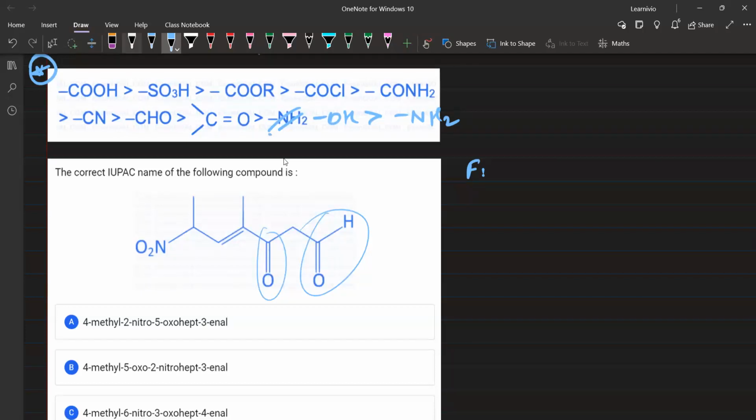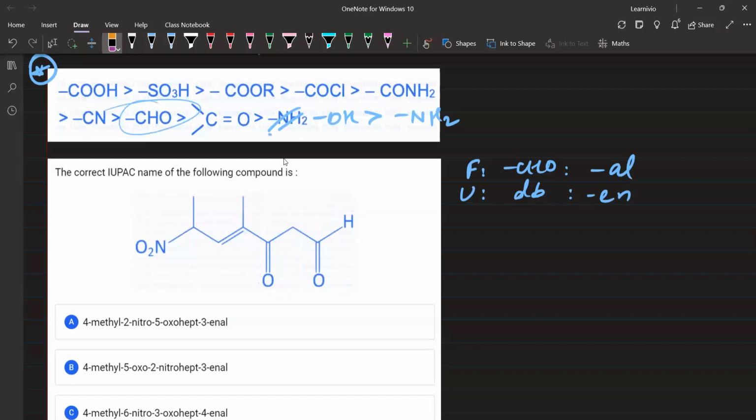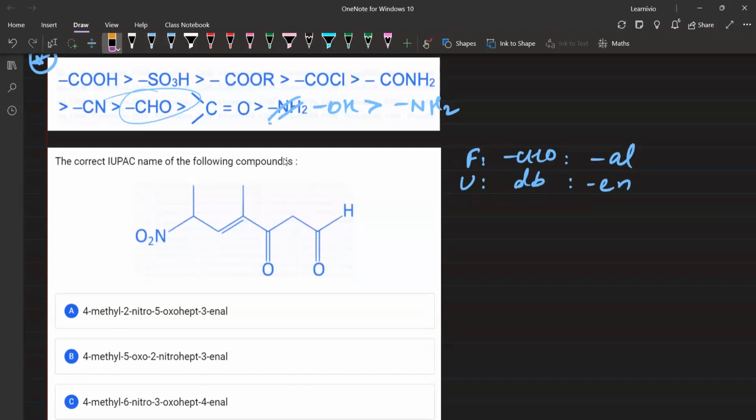If I look at the priority, what is having the major priority? CHO is having the higher priority, right? So we'll write CHO is our functional group. For CHO we write AL. Then we will look at the unsaturation. The unsaturation is what? There is a double bond, right? And for the double bond, what do we write? We write EN. Only till here you have to do, and then you have to start numbering it, because they have identified each and everything correctly. Their numbering is only different.